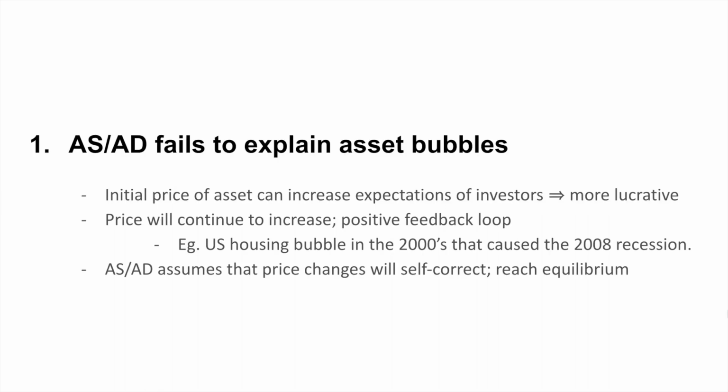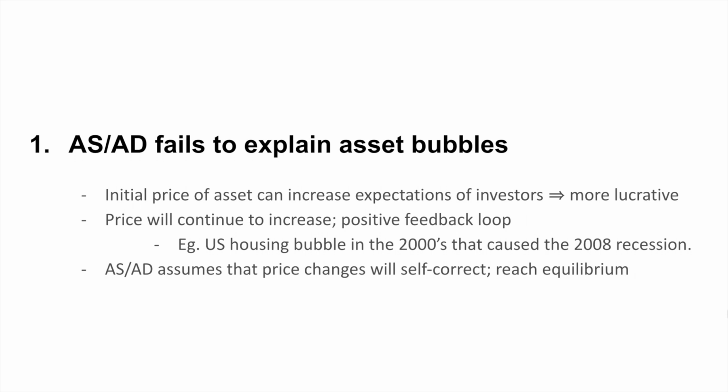However, there are some flaws with this model. First, according to the Federal Reserve Bank of St. Louis, this model fails to explain asset bubbles that can cause recessions. The conventional supply and demand theory assumes that the expectations of consumers do not change as a consequence of price changes. However, in scenarios like the US housing bubble in the 2000s, an initial price of an asset can increase the expectations of investors, which actually causes the asset to be more lucrative. As a result, the price will continue to increase until the market sentiment changes. It's basically a positive feedback loop that will eventually end when the bubble bursts.